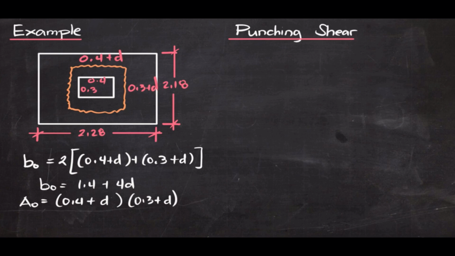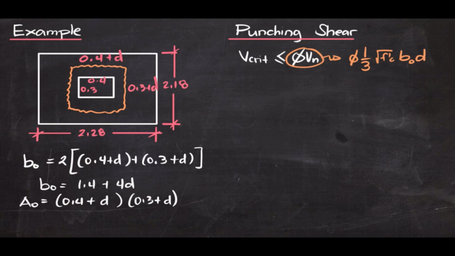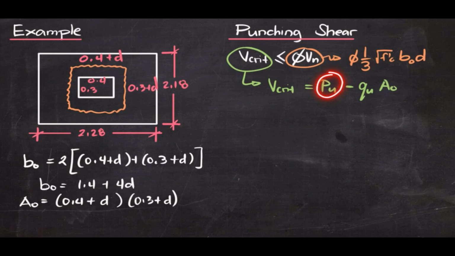Now, in order to check for the punching shear, we have the same thing as with the one-way shear: the critical shear should be less than or equal to the capacity of the concrete. The capacity of the concrete for punching or two-way shear would be phi times, instead of 1/6, we have 1/3 square root of f'c, b sub o, d. And for our example, the critical shear would be P sub u minus q sub u times A sub o. Why is it like that? P sub u is the original load, the ultimate load. Why do we subtract q sub u times A sub o?